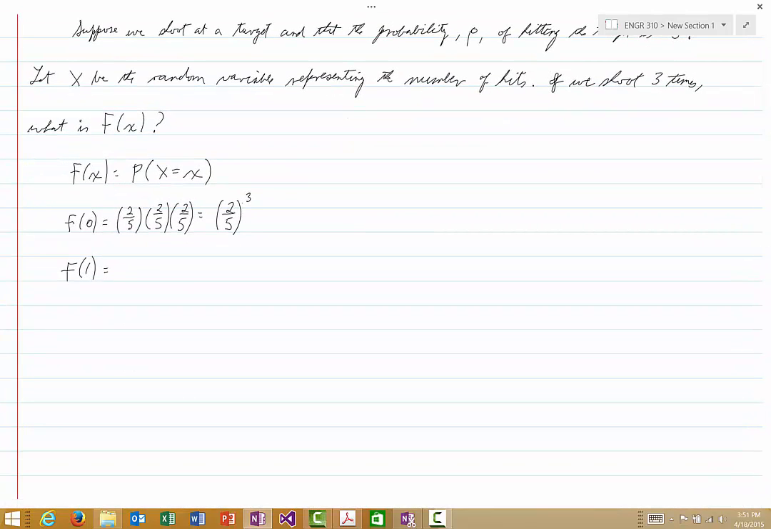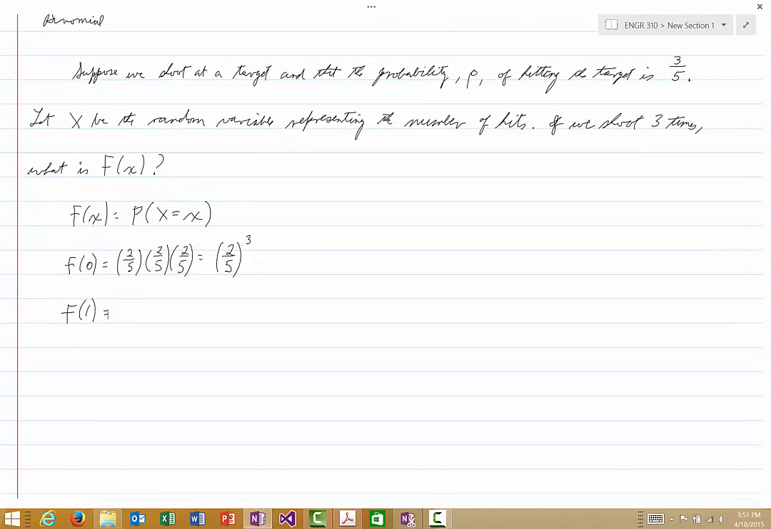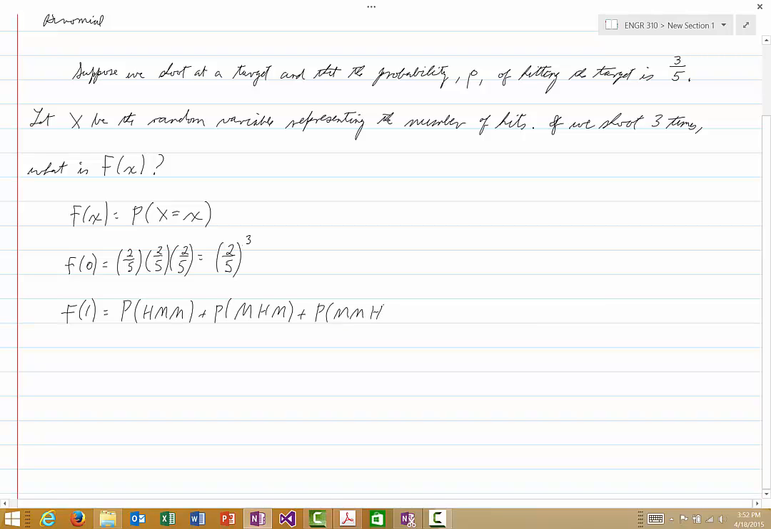Okay, so let's see what you came up with here. Now, the probability of hitting it once, well, there are different ways in which we could hit the target exactly once. One way we could have it is hit, miss, miss, or we could also have miss, hit, miss, or we could have miss, miss, hit. All three of those ways would give us exactly one hit. So we have to add up the probabilities for all three of them.